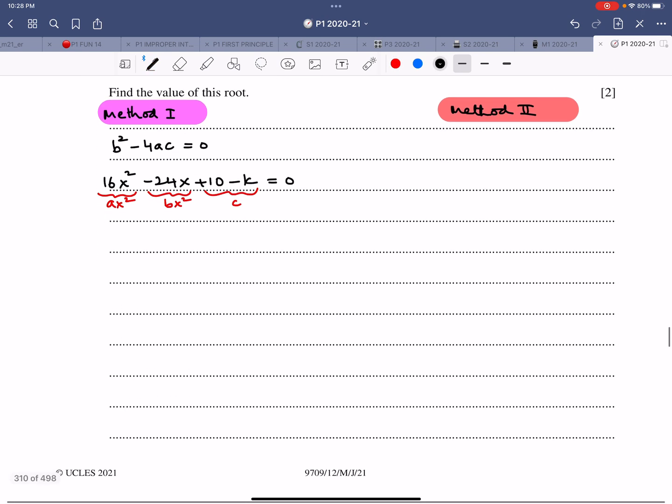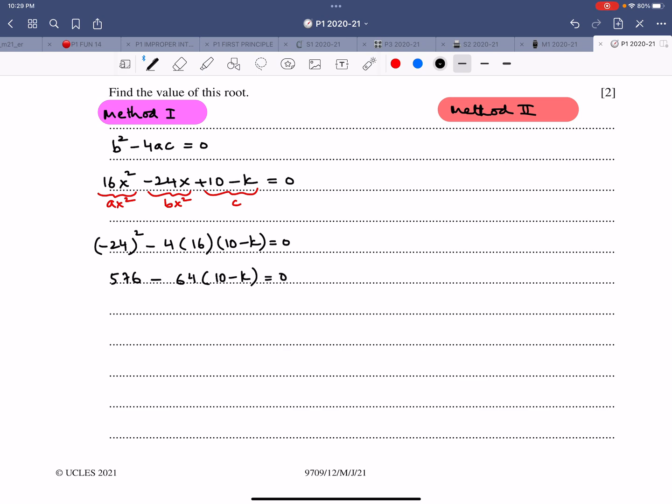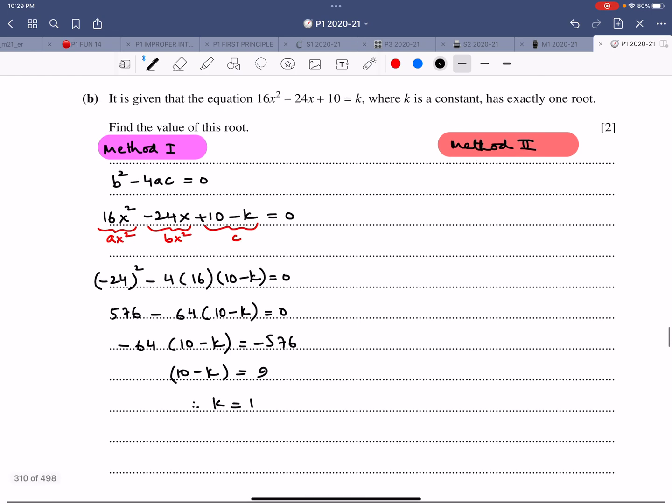So therefore b square minus 4 into 16 into 10 minus k equals 0. 576. This is 64, 10 minus k equals 0. Negative 64, 10 minus k is negative 576. 10 minus k equals, let me grab my calculator, 576 divided by 64, that is 9. Therefore k comes out to be 1. That's a straightforward way of working it out.